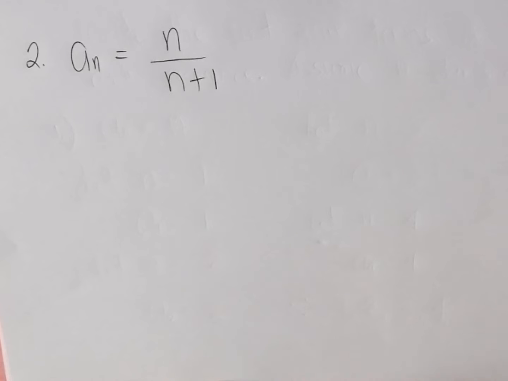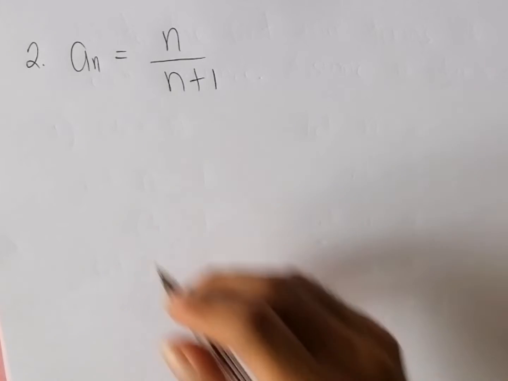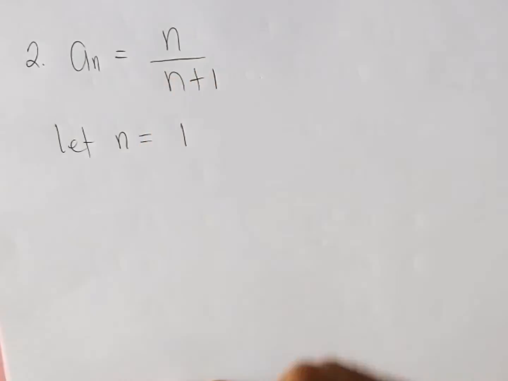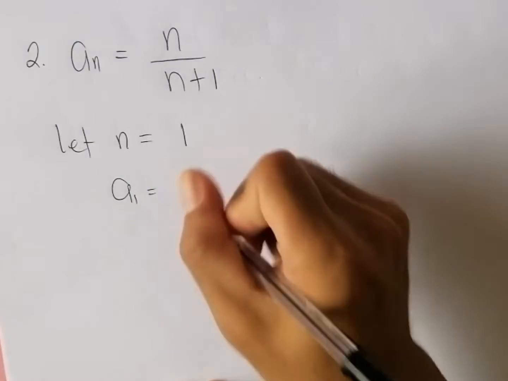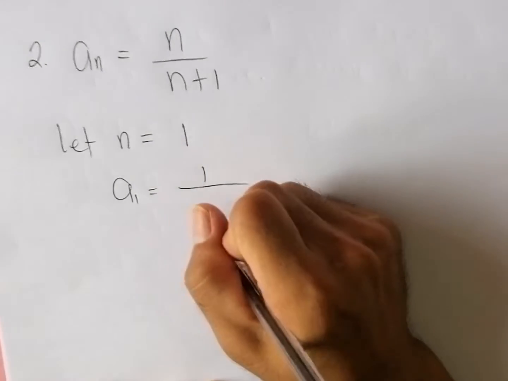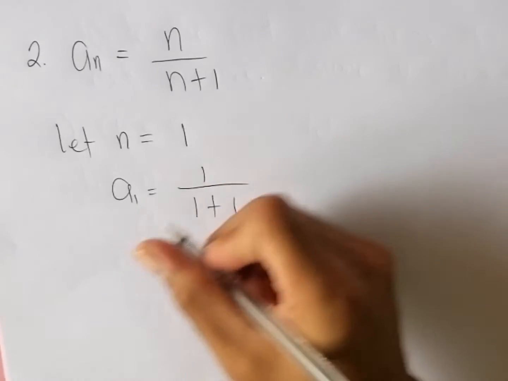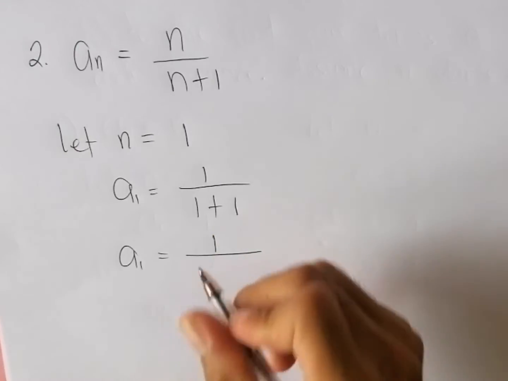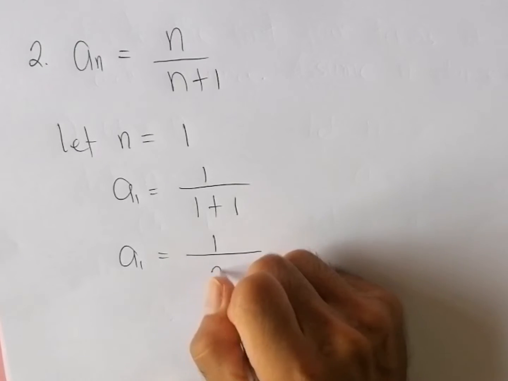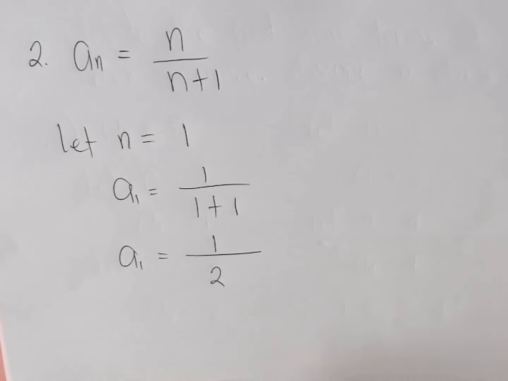Number 2, we have a sub n is equal to n over n plus 1. So let n is equal to 1. So we have a sub 1 is equal to 1 over 1 plus 1. So a sub 1 is equal to 1 over 2. Therefore, a sub 1 is equal to 1/2.